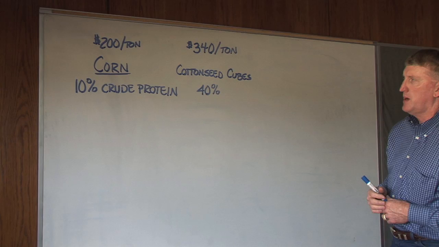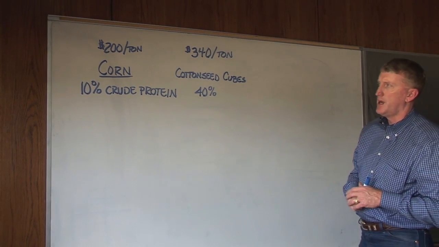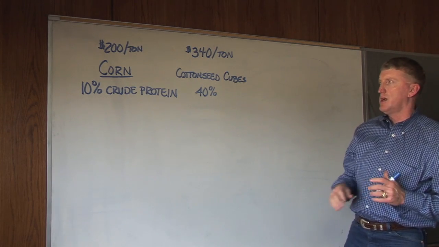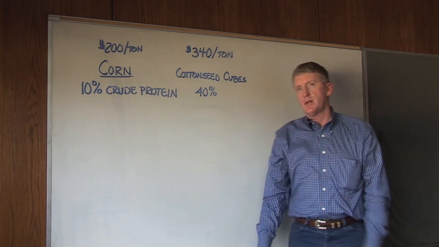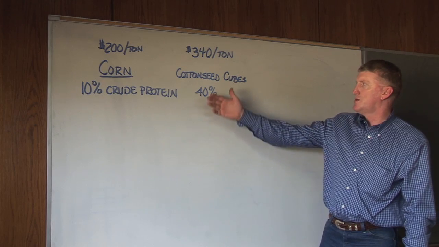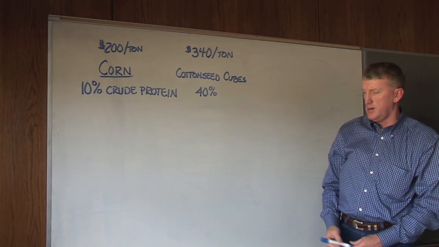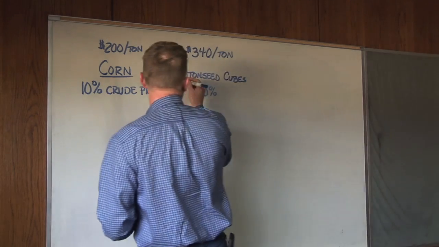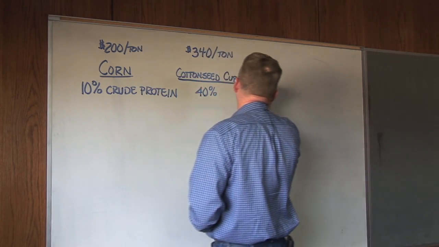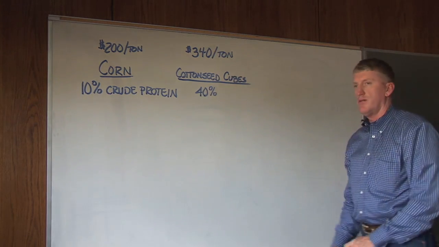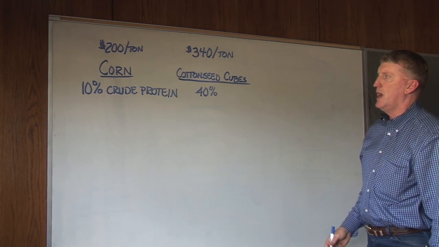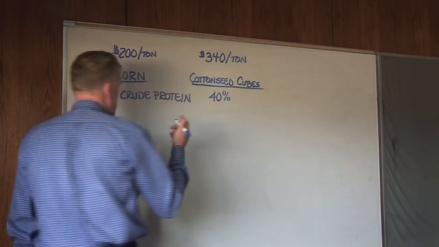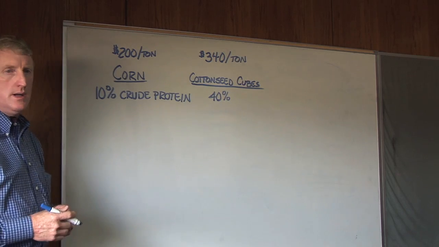So we've got two examples up here on the board that I just made up, fairly real world prices. We've got whole shell corn at $200 a ton, which is going to have about 10% crude protein on a typical dry matter basis. And then, on the other hand, we've got cottonseed cubes that we put in here at about 40% protein on an as-fed basis. And we've got those valued at $340 a ton. So the first thing that we have to do in any of these comparisons is figure out how many pounds of crude protein there are in a given quantity of feed.